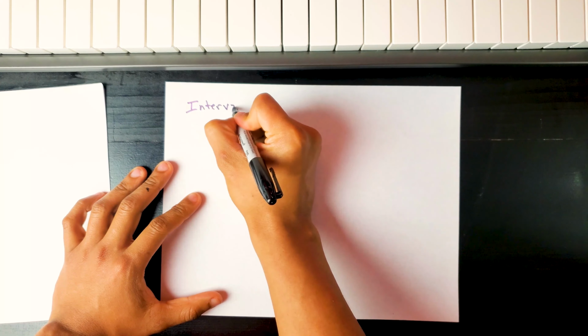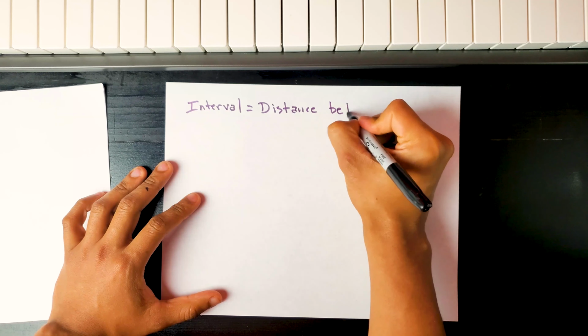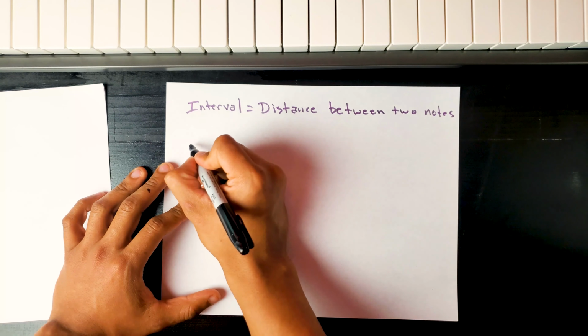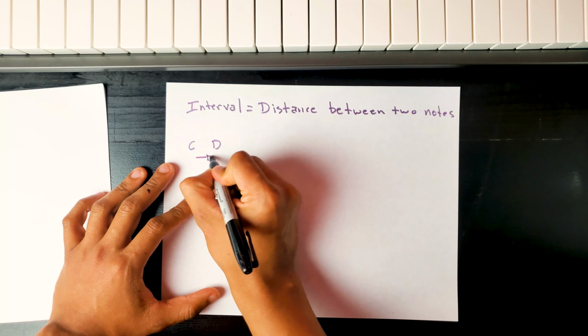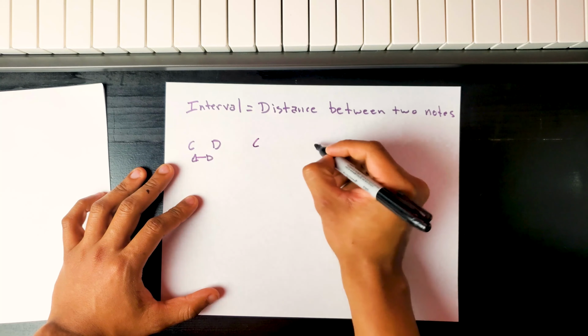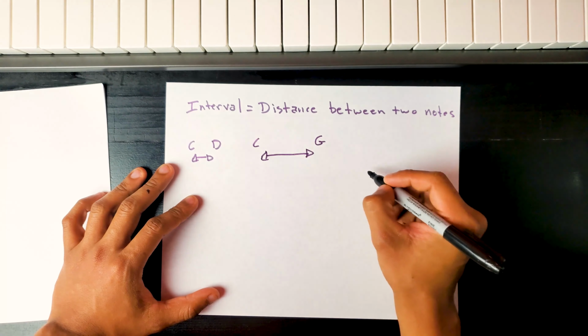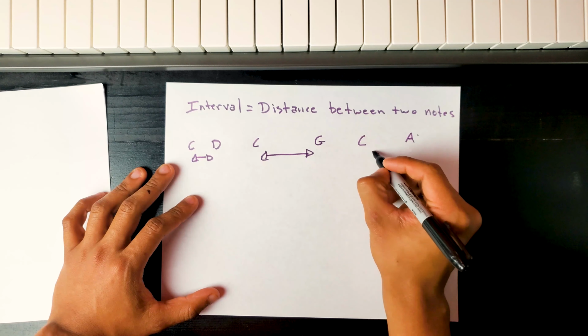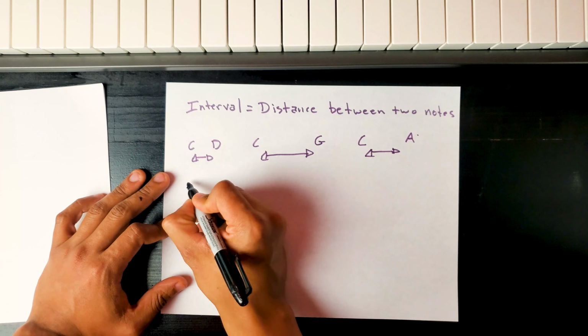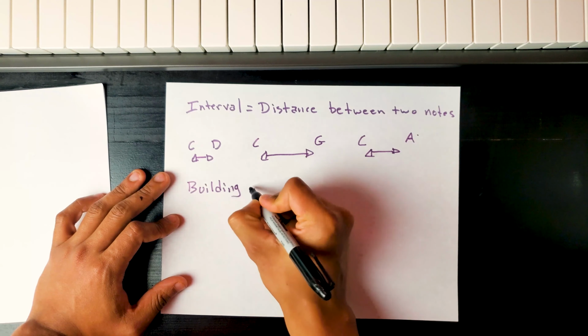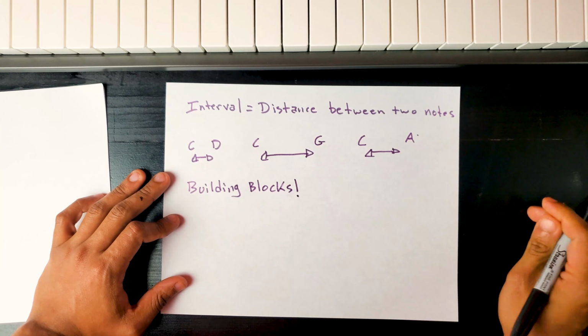An interval is a distance between two notes. The distance between any two notes can vary, and each interval has a specific sound. In music, each different type of interval has a name. This allows musicians to quickly identify any type of interval and communicate it if need be. Intervals are the building blocks of music.